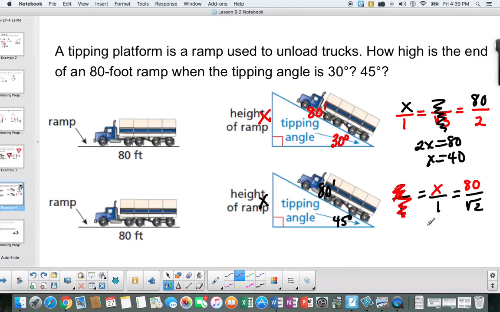So the answer is x is equal to 80 over root 2, but I don't like to leave a root 2 in my denominator. But I think what I'll do is I'll just go to my calculator right away and put that in, just so that I can see what that number approximates. And I'm getting approximately 56.6. So those of you who decided that when the tipping angle is greater, the height is greater, you were right.